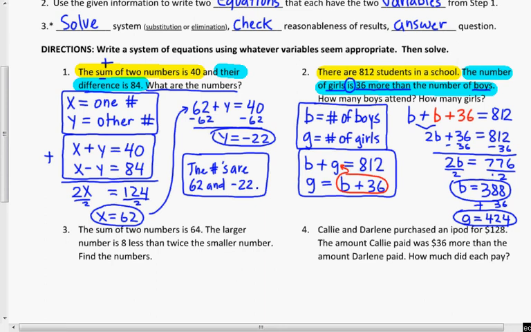Okay, answer. There are 388 boys and 424 girls. And then you should check that with a calculator. Does that add up to 812? And is the number of girls 36 more than the number of boys? So you can check it out, make sure that it adds up.